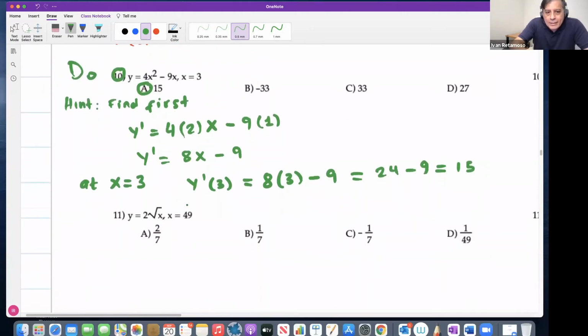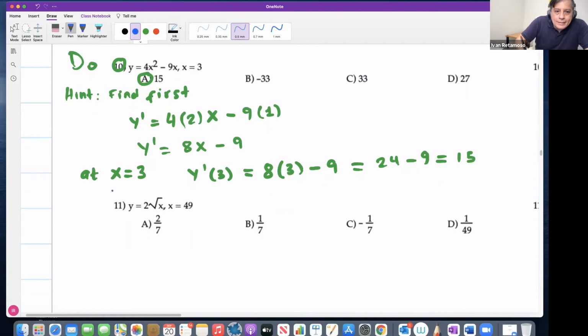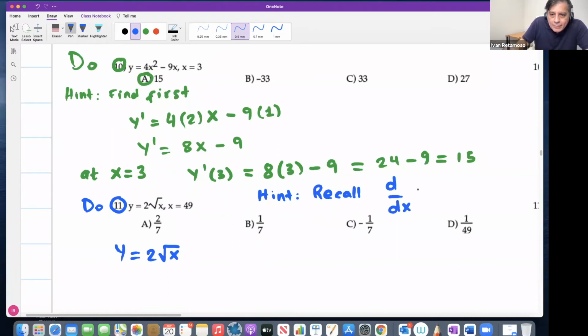Now, there is a tricky one here, number 11. Try to do this, but I'm going to give you a hint, okay? The function is y equals twice the square root of x. It's dealing with some multiple of this square root function. For the hint, recall, I gave you a formula to compute the derivative of this function. The function square root of x has as its derivative 1 over twice the square root of x, in simplified form. Use this together with the constant multiple rule.